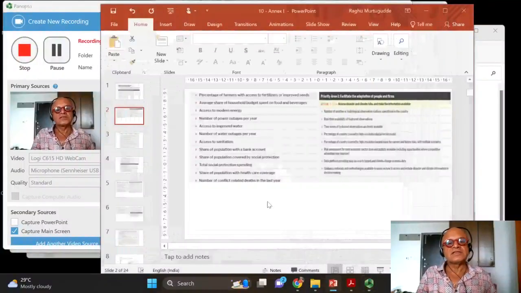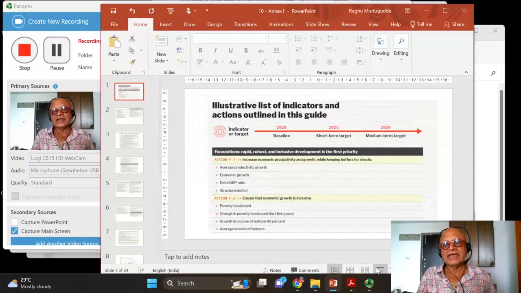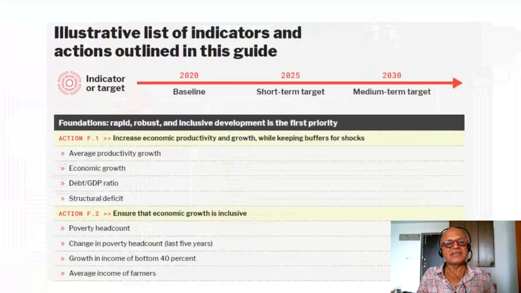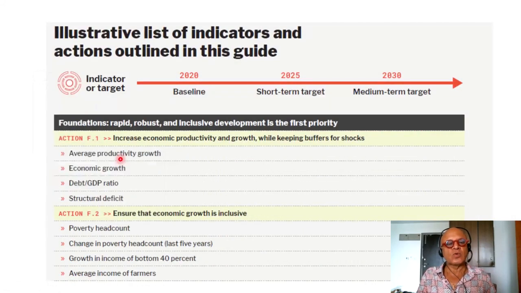So the report lists in the annex illustrative indicators and actions. We'll read them off just to make sure we stay up to date on what was implied in everything we have discussed in terms of the principles for developing the strategies for adaptation details.